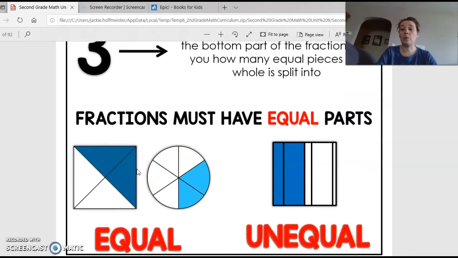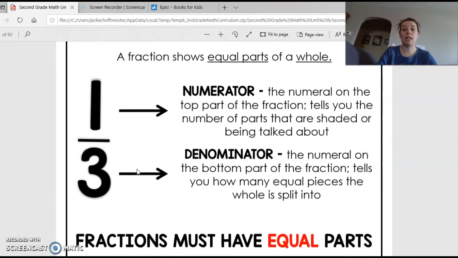So we're going to talk about numerator and denominator. I'm going to go back up here and I'm going to give you a few examples. Okay, so we're going to talk about the top number.